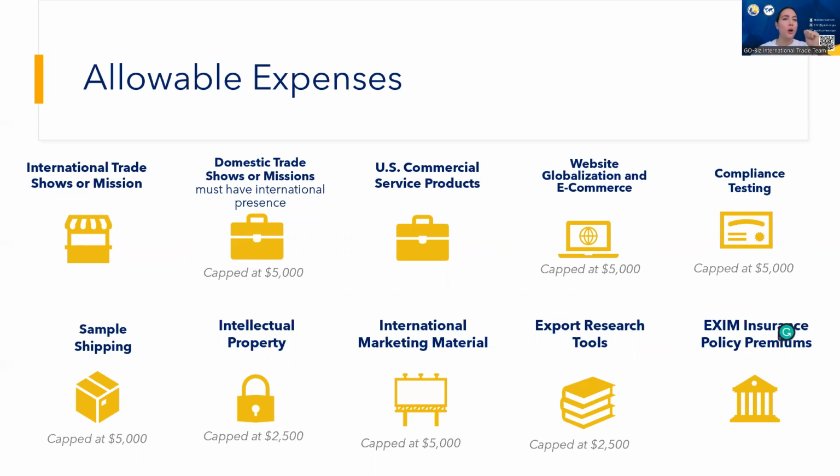Previously, we've funded a few conferences in the past, but again, right now, because it's very competitive, we are prioritizing those international trade shows. Domestic trade shows, you must show that it has an international presence, and it's capped at $5,000 for reimbursement. We reimburse for the services that U.S. Commercial Service provides. So their Gold Key service, their initial market check, their Fuse program, their website globalization program within the U.S. Commercial Service, those are all reimbursable expenses and always highly, highly recommended by us.